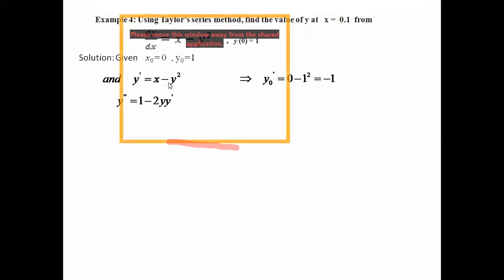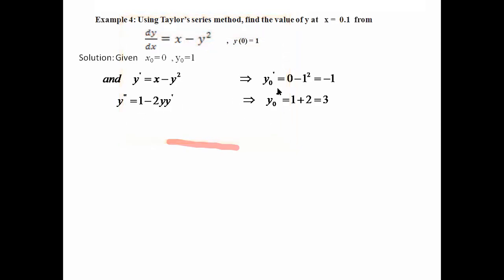Next, differentiate this to get the second derivative of y. So y double dash is the derivative of x minus y square. Derivative of x is 1, and for y square it is 2y into derivative of y, that is 2y y dash. Again, find the value of the second derivative at x is x naught, y is y naught, which is denoted by y0 double dash. So we get 1 minus 2 times y0, which is 1, into y0 dash, which is minus 1. So this is 1 minus 2 into minus 1. Minus of minus becomes plus, so 1 plus 2, it will be 3.